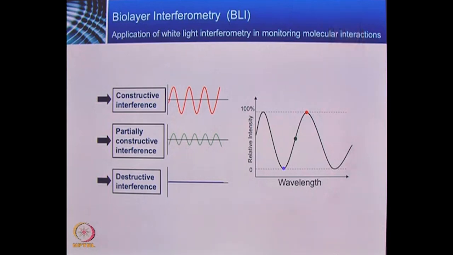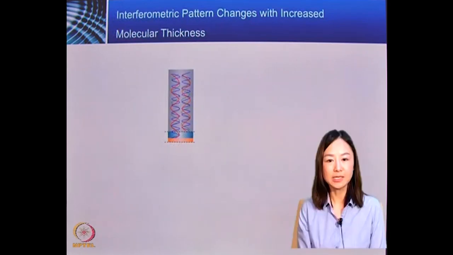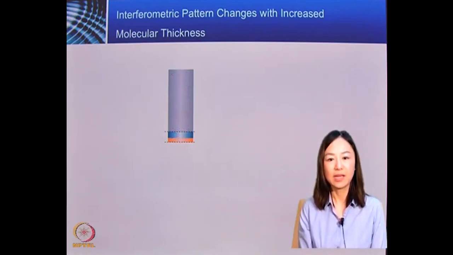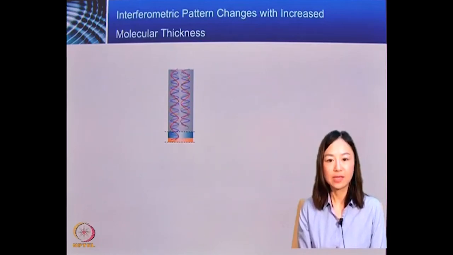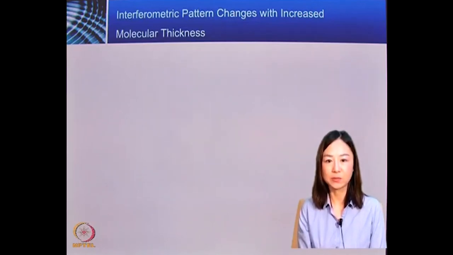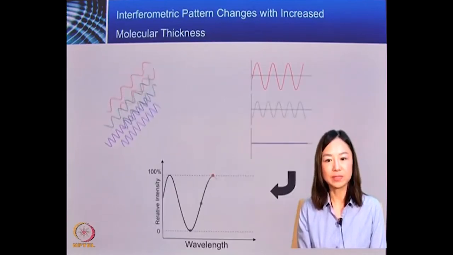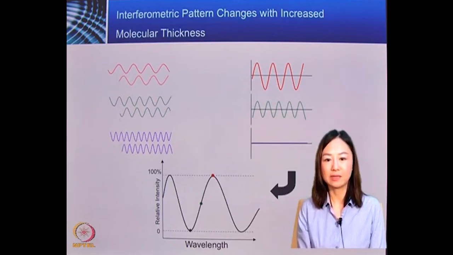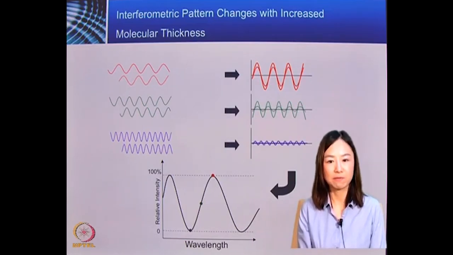When an interaction happens, the molecule will bind to the end of the biosensor. As a result, we'll see the second reflection surface actually moves down. This moving down increases the distance between the two reflection surfaces, and this increase will change the interference between the two reflected waves. As a result, originally we have a wave pattern as shown here, but after the interaction happens, because the interference changes, we'll see a different wave pattern. It's a shift from the original wave pattern.